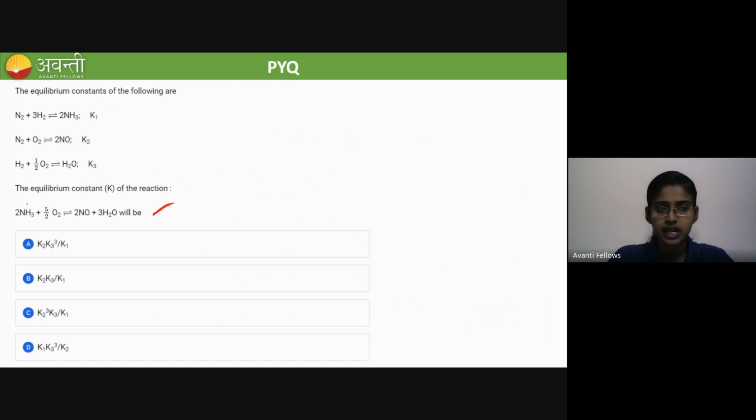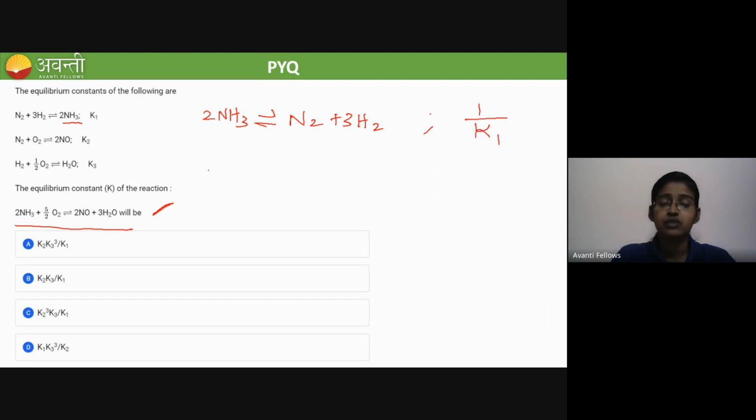So here in this desired equation, we have NH3 and O2 on the reactant side. But from the given reactions, we have NH3 only in the first equation, and that is on the product side. Just reverse the reaction. So let me reverse this first equation. So I will get 2NH3 giving N2 plus 3H2. If we reverse the reaction, what we have to do? We have to take the inverse, right? So the equilibrium constant will be 1 by K1 for this reaction. Then O2 is on the reactant side only, so there is no change in the second reaction. Just write as it is. It will be K2 only.